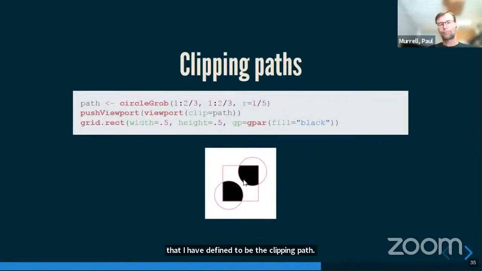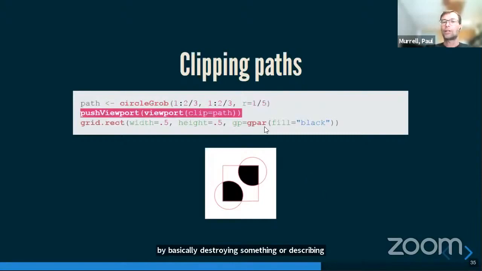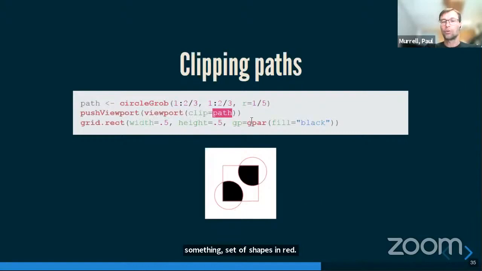So here's a little example. The path I'm going to use is a circle grob. This circle grob actually draws two circles. So there's two X values and two Y values, and they both have the same radius. So that's the two red circles in the diagram. That's the clipping path that I'm defining by basically just describing a set of shapes in grid. I then say, let's create a viewport with that grob as my clipping path. And that sets the clipping path to be the inside of these two circles.